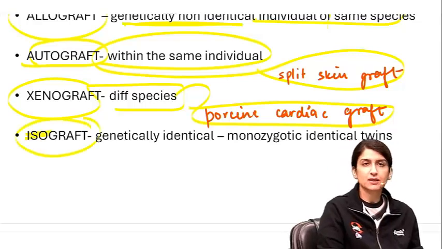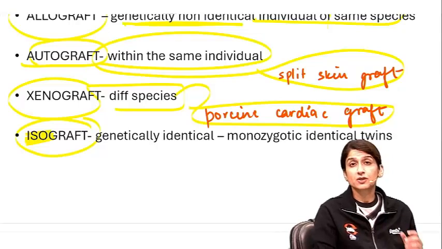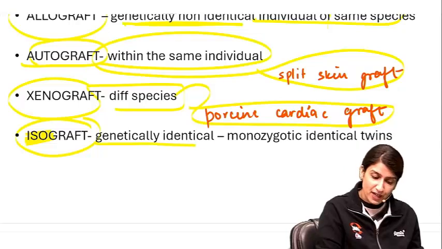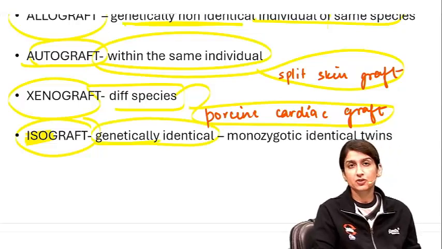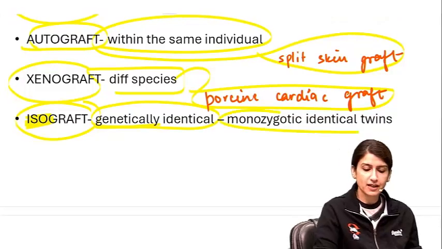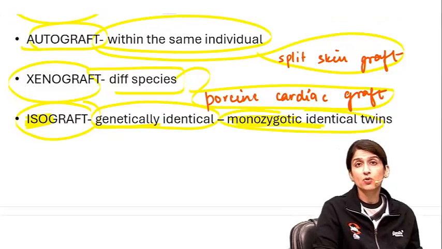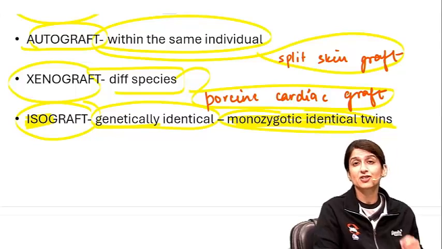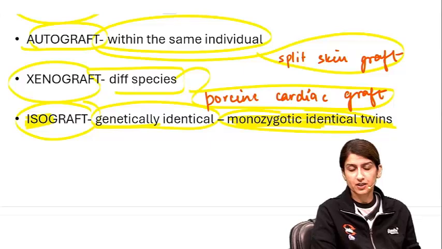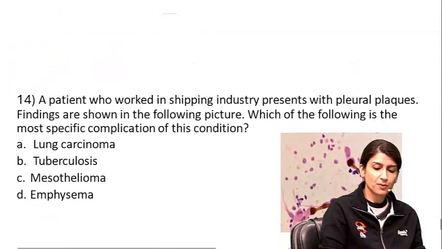Isograft, iso का मतलब क्या होता है? Same. So this is going to happen in not just देखने में same, genetically भी same होना चाहिए. So this is going to be same in genetically identical twins. यानी कि I am not talking about dizygotic, I am talking about monozygotic identical twins, जिनका genetic material भी same हो, उसे हम बोलेंगे isograft. ठीक है? तो ये थे important grafts जो आपको पता होने चाहिए.